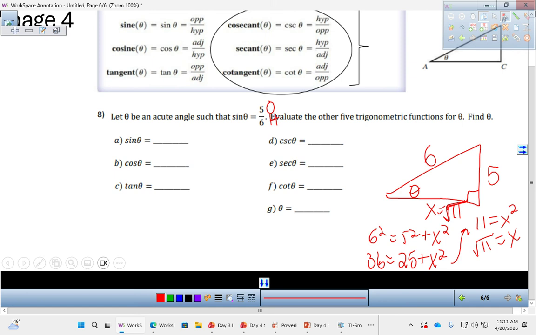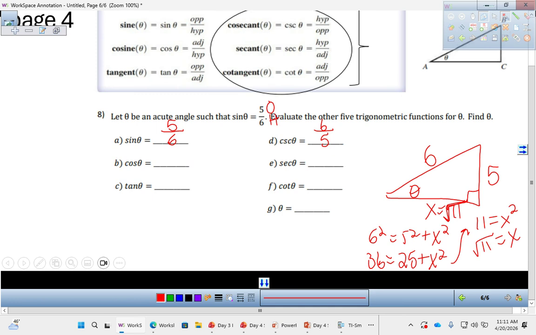I got the third side length using Pythagorean theorem. Now I'm going to fill in what I know. I know that the sine of theta is 5/6, which means its reciprocal function, which is called the cosecant, is 6/5, because a reciprocal is just a flipped fraction. I have them paired next to each other so you don't have to memorize what goes with what.